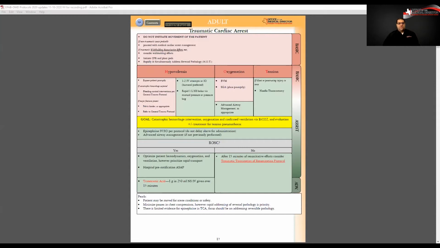The goal is to work these patients on scene if safe, meet your hot algorithm, spend 15 minutes trying to resuscitate them. If you're unsuccessful in resuscitating them, the likelihood of any positive outcome coming from transporting that patient to the hospital is essentially zero, and that's why we perform traumatic termination of resuscitation. But it should be a team-focused approach with the goal of controlling catastrophic hemorrhage, fixing your hot problems, and then moving on from there.